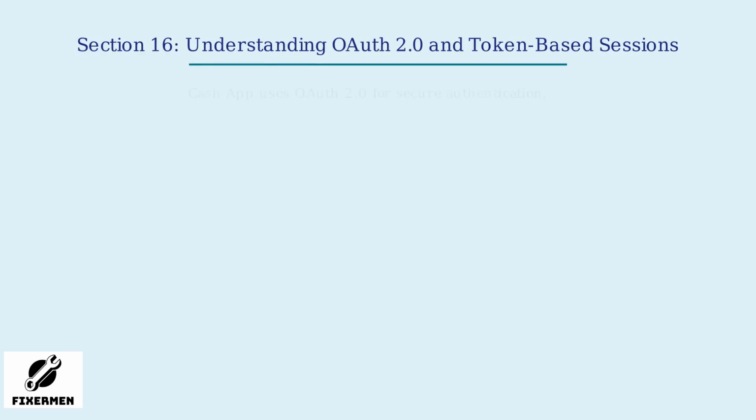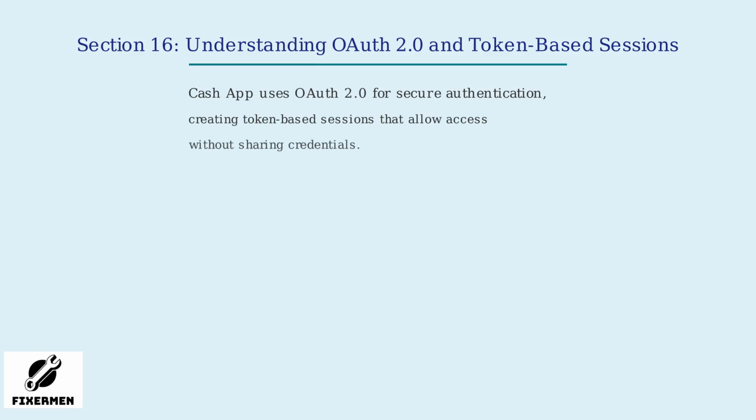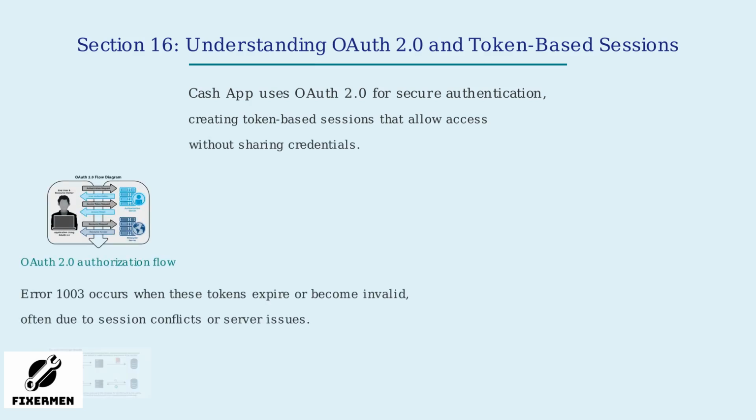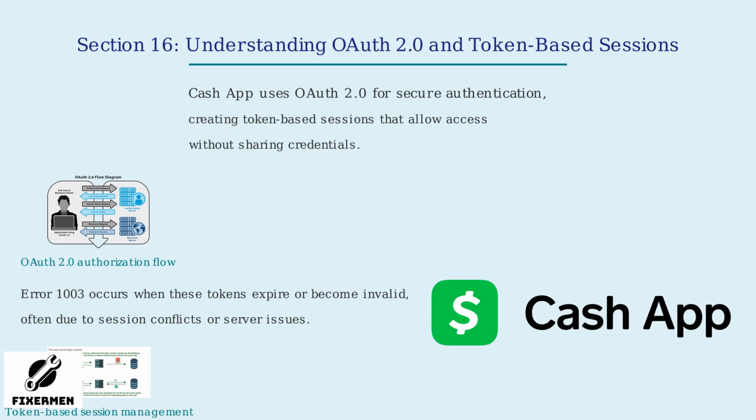Cash App utilizes OAuth 2.0 for authentication, creating token-based sessions. This standard protocol allows secure access without sharing credentials directly. Error 1003 can arise if these tokens expire or become invalid, often due to session conflicts. While you can't directly manage these tokens, clearing cache and reinstalling the app often refreshes them, resolving authentication issues.